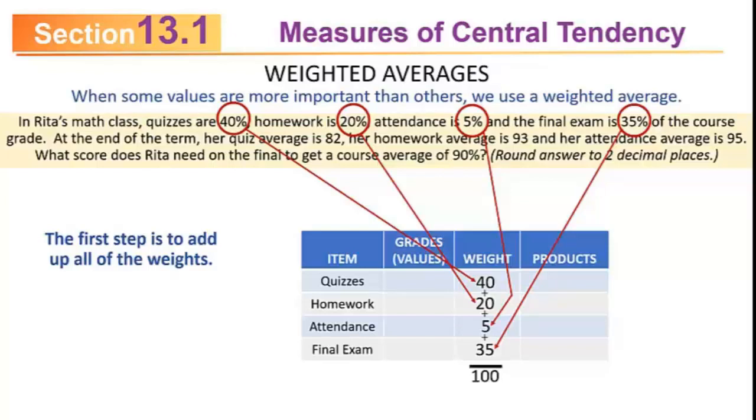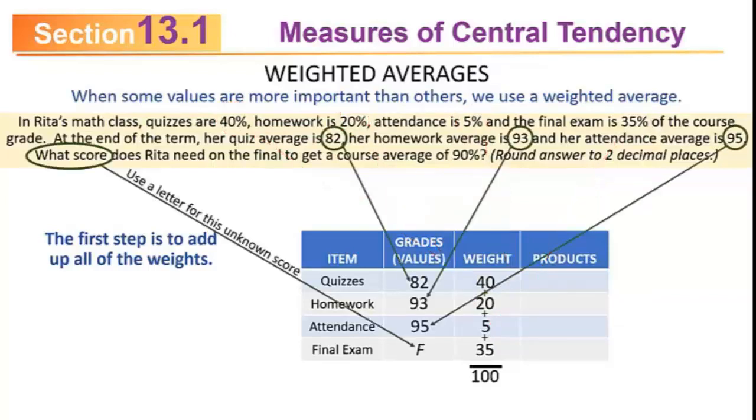It turns out that these weights add up to 100, and that makes sense in this context because that's 100% of your grade. We want to know what score Rita needs to make on the final to make that course average 90. So when we're listing the grades, which is the next step, we want to put a variable in for that unknown score. I just called it F. Rita's quiz average was 82, her homework average was 93, her attendance average was 95, and that unknown score for the final, we'll just call it F.